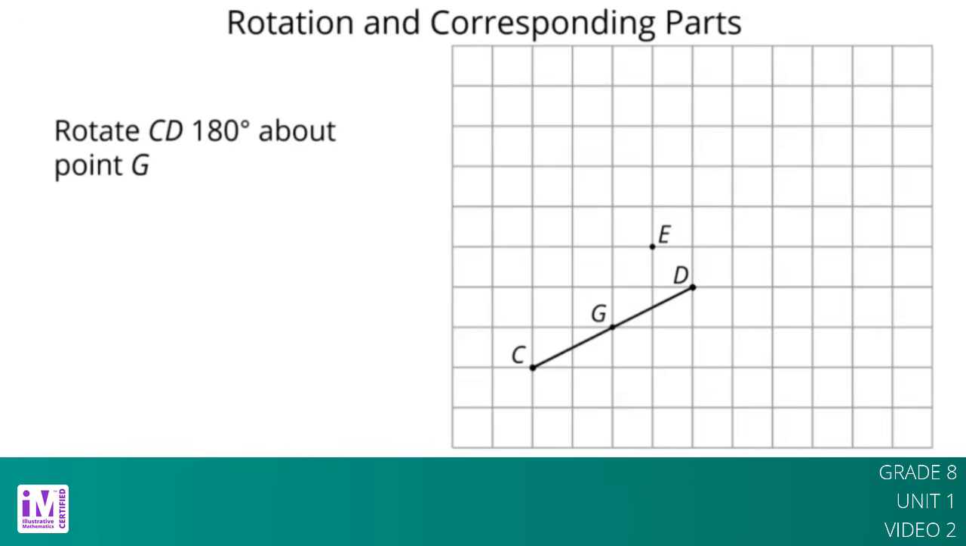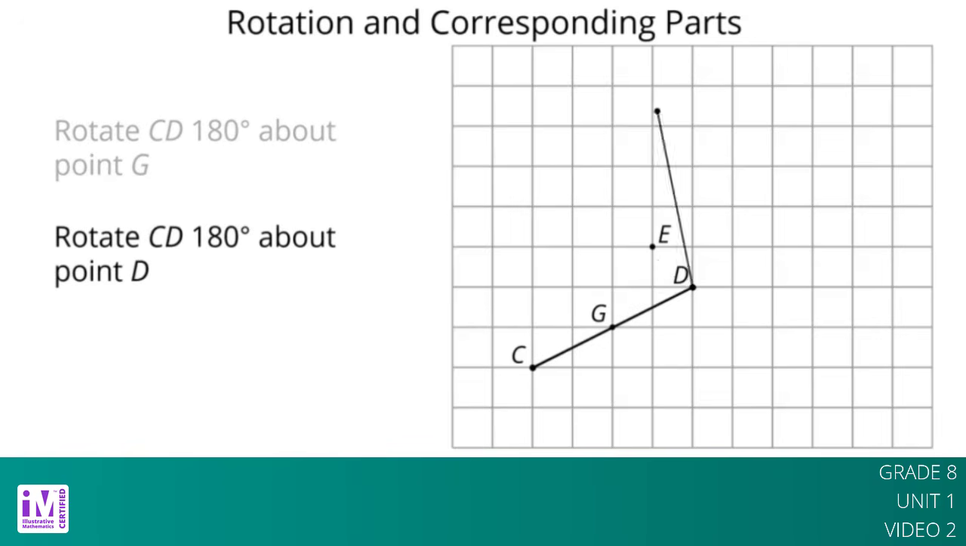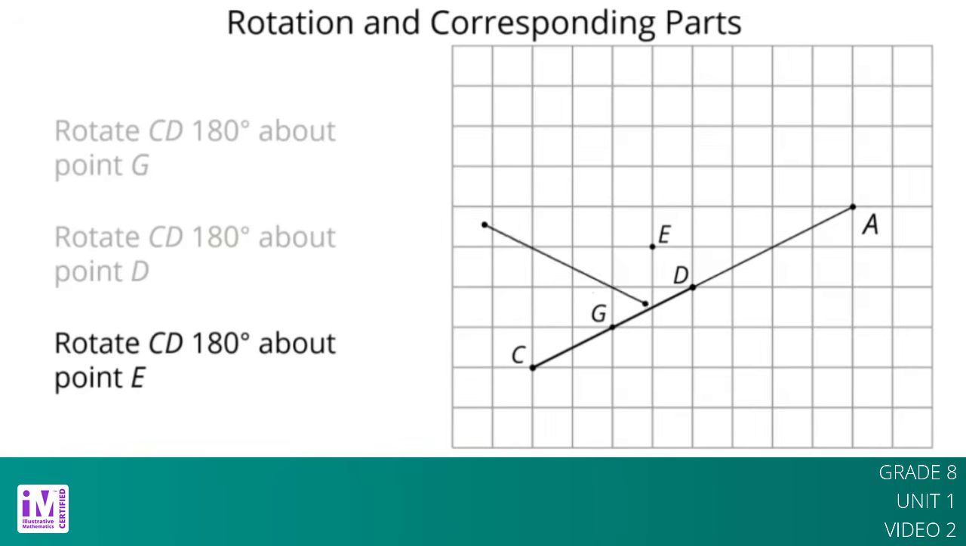If the center of rotation is a point on the segment, the image of the segment overlaps with the segment and lies in the same line. Here, a 180-degree rotation of segment CD around point D results in the image AD. The image of the segment does not overlap with the segment if the center of rotation is not on the segment. Here, a 180-degree rotation of segment CD around point E results in the image BF.